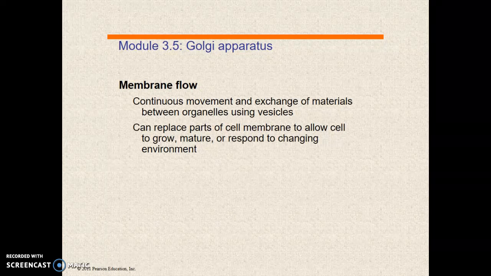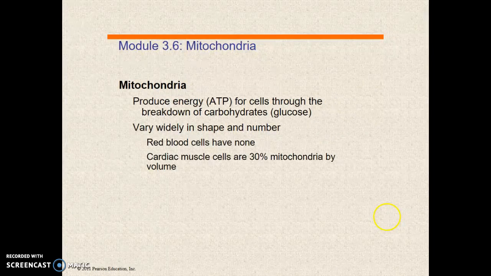So the membrane is easily replaced. The outer membrane of the cell, that main plasma membrane, grows and gets smaller as vesicles enter and leave the cell. The mitochondria is the powerhouse of the cell.